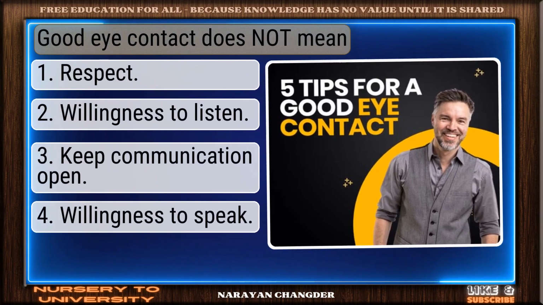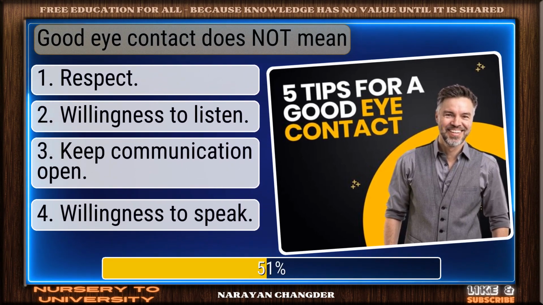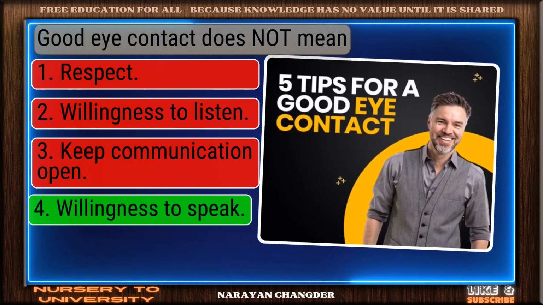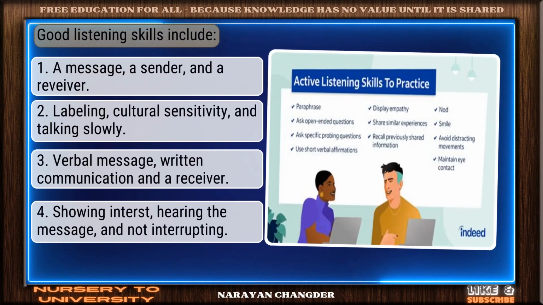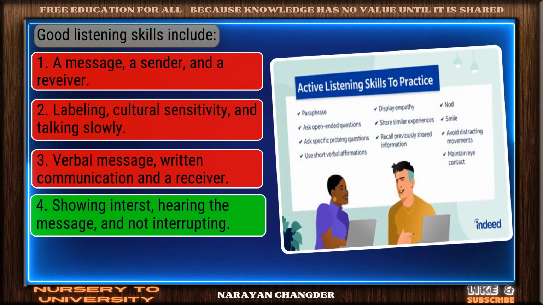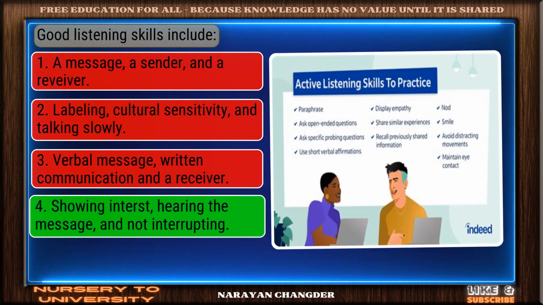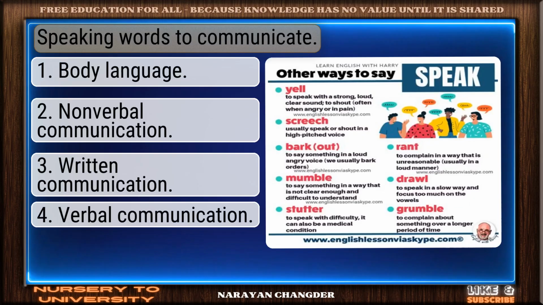Question number 71. Good eye contact does not mean. Solid response. Willingness to speak is a valid choice. Question number 72. Good listening skills include: Well done. Showing interest, hearing the message, and not interrupting is the right choice.